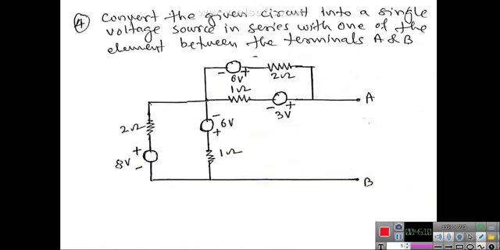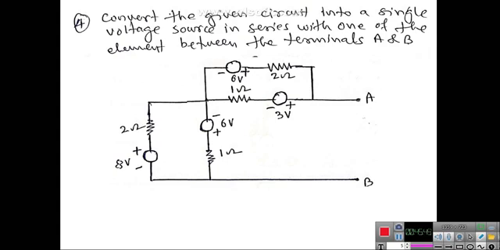So let us consider one more. Convert the given circuit into a single voltage source in series with one element between the terminals A and B. So we have to transform this network into a single voltage source in series with a resistance between the terminals A and B. Look into the network: you have a voltage source in series with a resistance. Here also one voltage source in series with a resistance, here also, and here also.